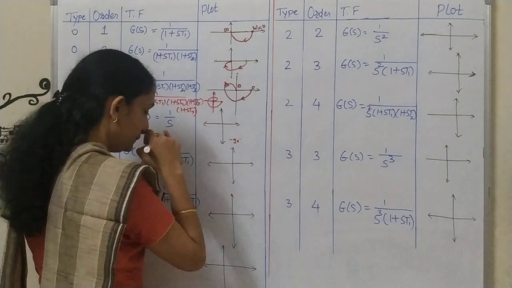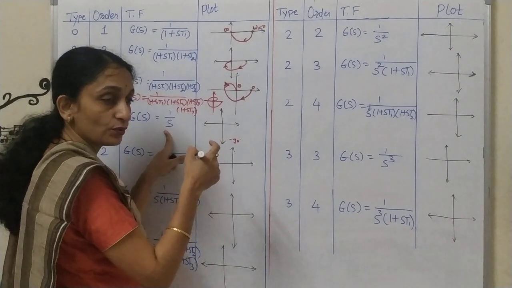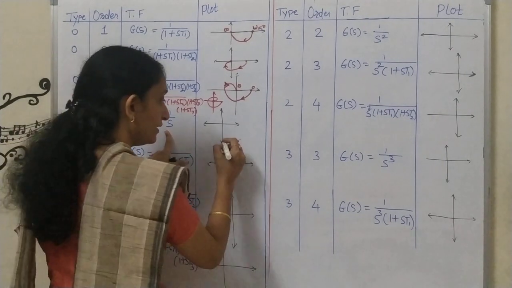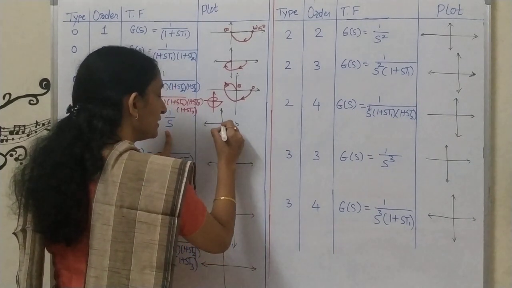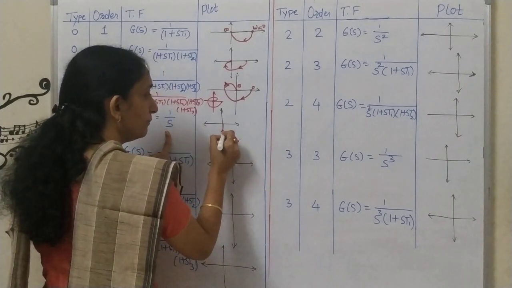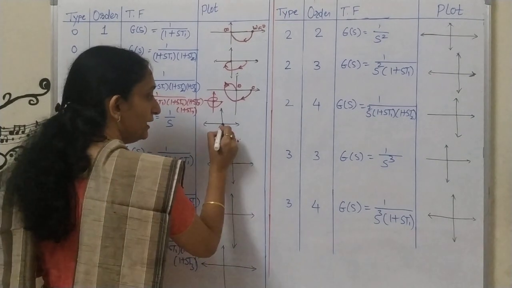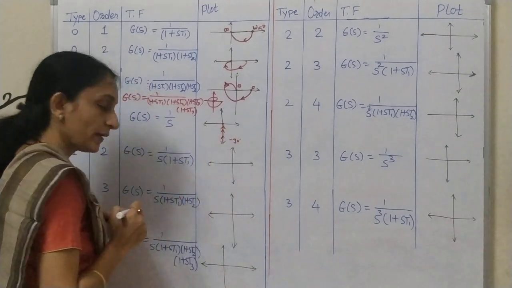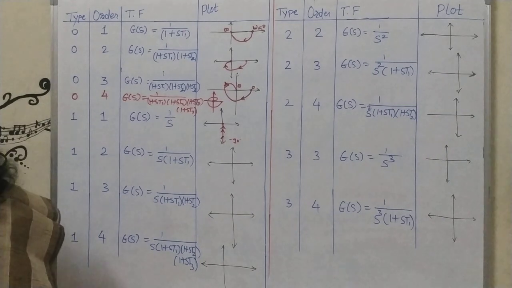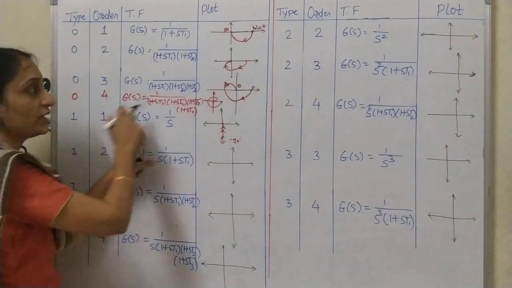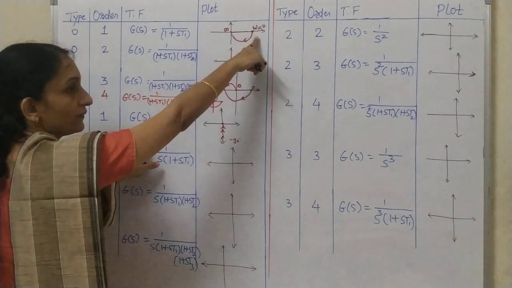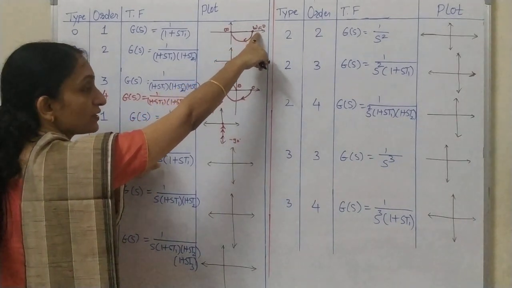For omega equal to 0, you will get magnitude as infinity. So your polar plot will be along the minus 90 degree line, but it will be like this. The end point will be at origin. So here we have drawn for type 1 order 1. Look at this. For type 0 order 1, the polar plot starts with the 0 degree line.